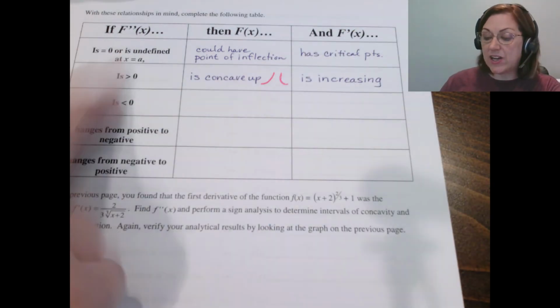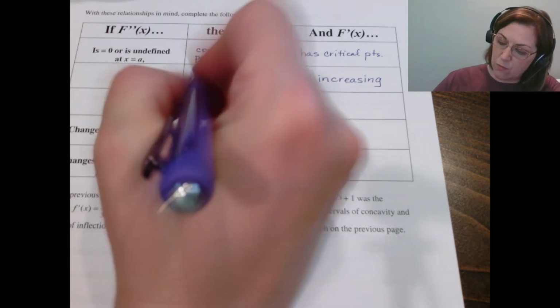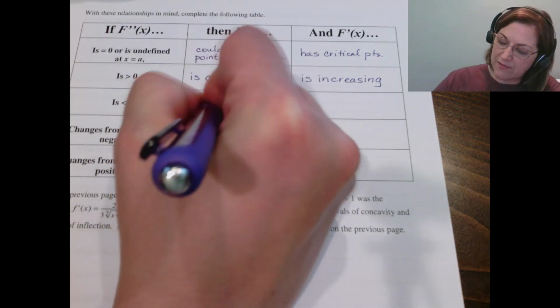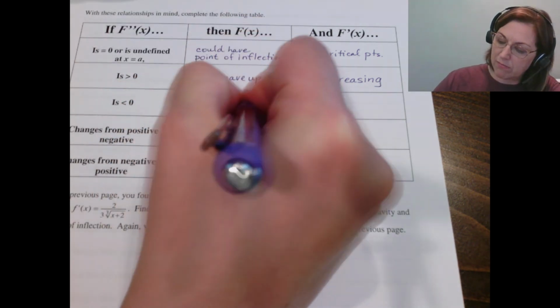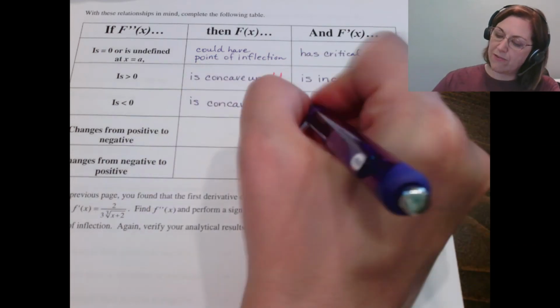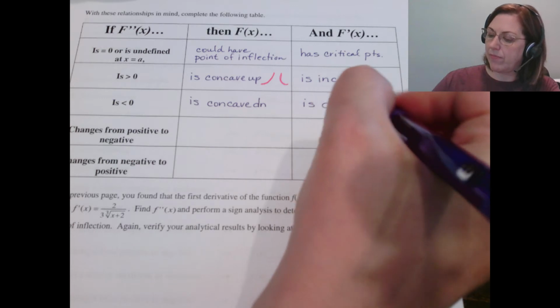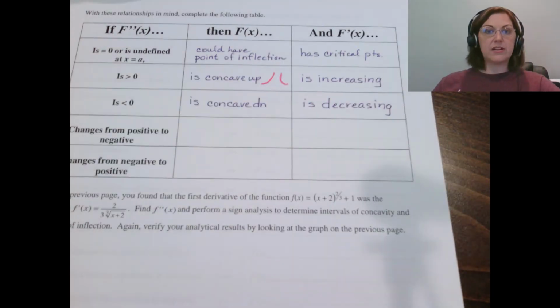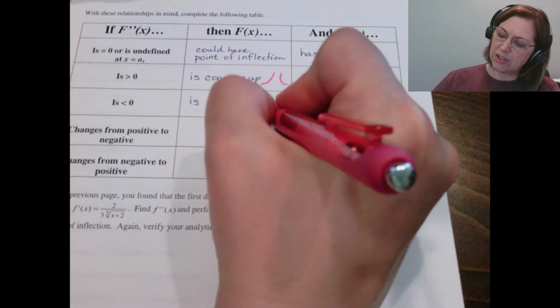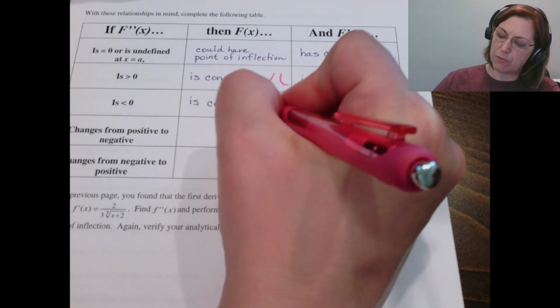Now, if the second derivative is negative, vice versa, the function is concave down, and the first derivative is decreasing. And let me draw a connection of what concave down means. It looks like a parabola turning down for that portion of the graph.